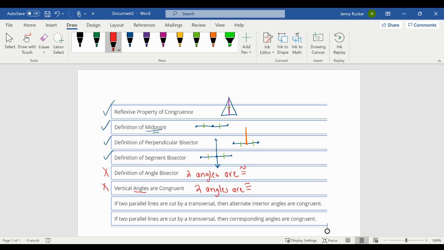If two parallel lines are cut by a transversal, then alternate interior angles are congruent. Again, we're referencing angles are congruent. So this is that two angles are congruent. And our final choice, if two parallel lines are cut by a transversal, then corresponding angles are congruent. As it says in the sentence, it is showing that two angles are congruent, not two segments.